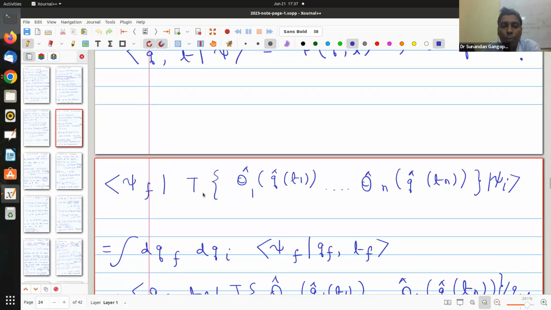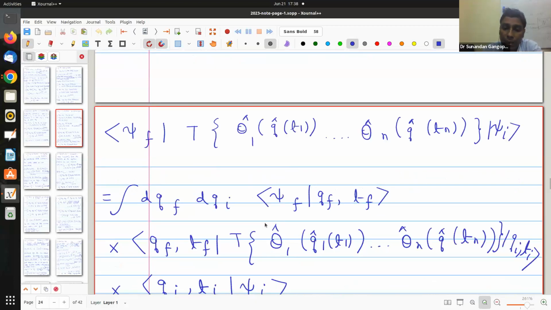So this is the time ordered product of a string of operators. These are some operators which are actually functions of the position operators. So I have some operator O1 hat, which is a function of Q hat at time T1, and so on. You will have O2 and so on, till On. So I have another operator On hat, which is a function of Q hat at Tn. Since the operators are defined at different times, we obviously need time ordering. And I consider the matrix element of this operator between the states psi I and psi f.